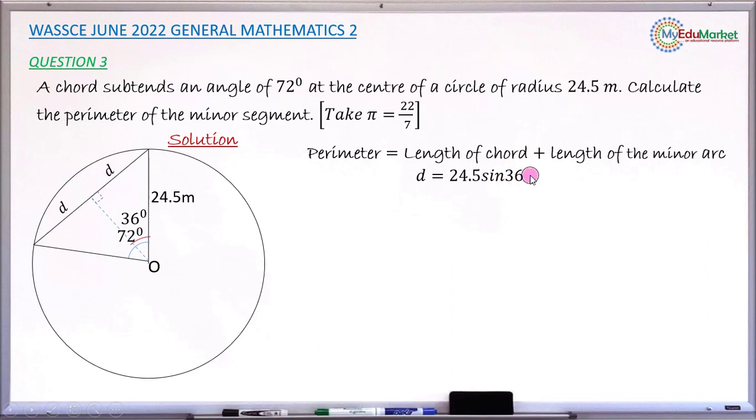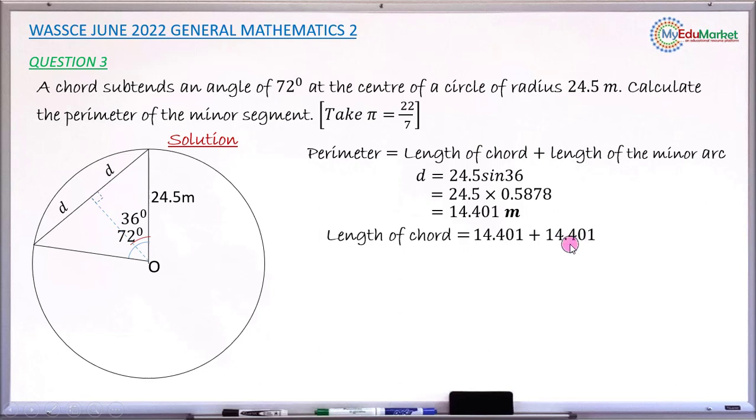So finding sine 36 from your calculator or from the four-figure table, you now have 0.5878 multiplied by 24.5. If this multiplication is done correctly, you now have your D as 14.401 meters. This will now be the value of D. But the length of this chord is given by D plus this very D. So the length of my chord is now going to be 14.401 added to another 14.401. That will give the result 28.802 meters. This will now be the length of the chord.